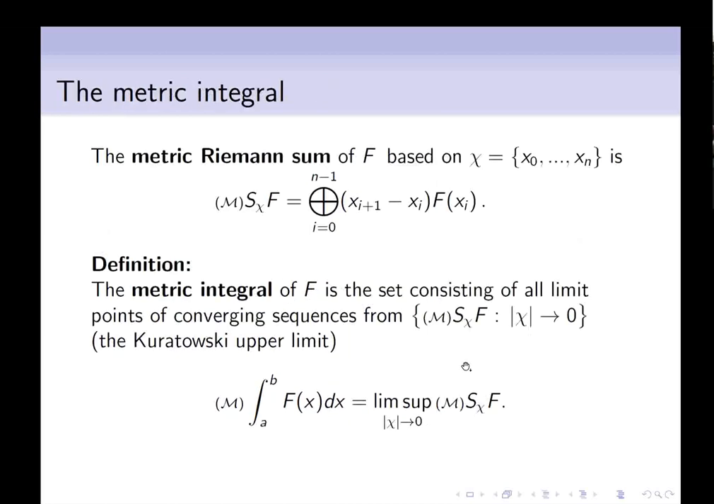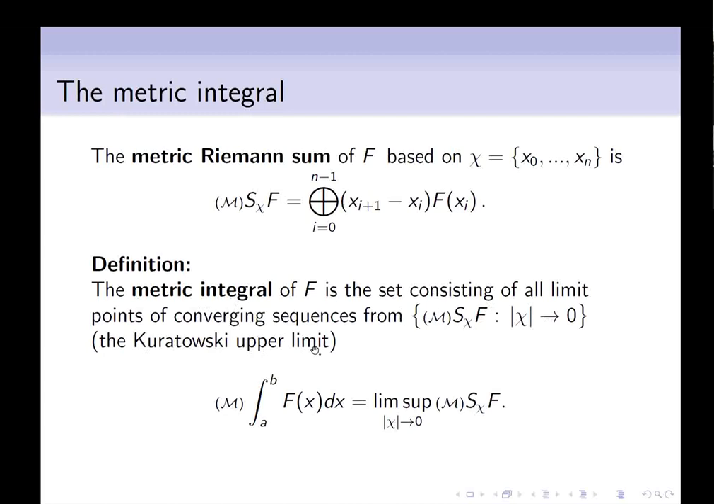And now we introduce our definition. First, with our metric linear combination, we construct a sequence of metric sums. This is the metric sum; this is our definition, the values of f with these weight coefficients. We construct this sequence with the norm of the partition, and we consider sequences with norm tending to 0. And the metric integral is defined to be the Kuratowski upper limit of this sequence of metric sums.